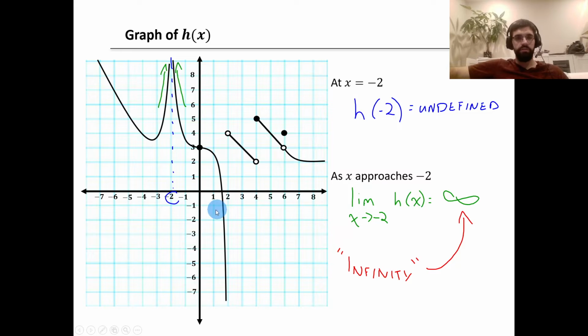Okay, so how about negative 2? There's a vertical asymptote at x equals negative 2. So we have no definition for h of negative 2. h of negative 2 is undefined.